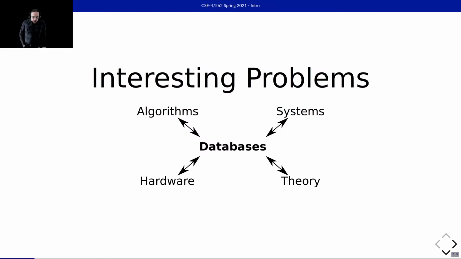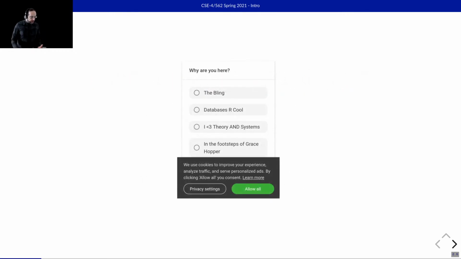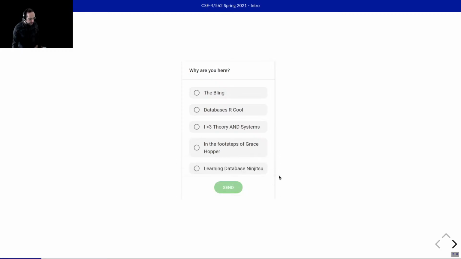And my personal reason for enjoying databases is that it's an amazingly interesting problem. It takes real world problems and then applies every single aspect of computer science, and brings it to bear on practical real world challenges. Brings together algorithms, systems, hardware, theory, just pulls it all together and it's just fantastic. So personally, those are my reasons for being here.